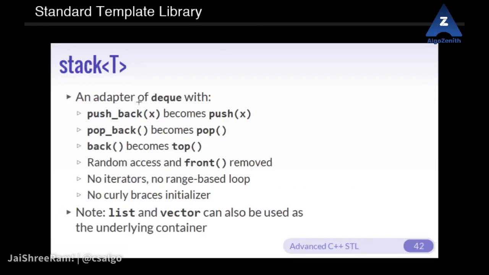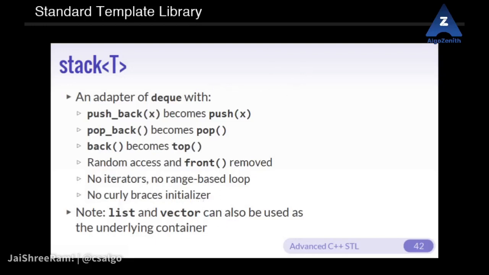Stack can also be an adapter of dq. In this case push back becomes push, pop back becomes pop, and back becomes top. Back is the last element, so that becomes the top element. Random access and front are now removed. You have no iterators or range based loops, and no curly braces. List and vectors can be used as underlying containers as well.